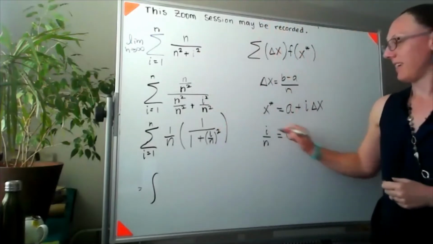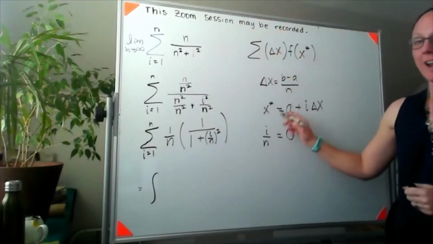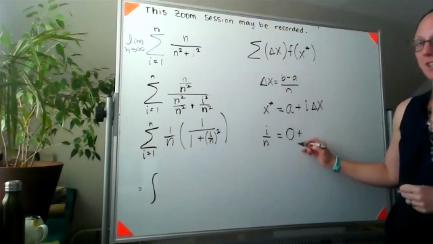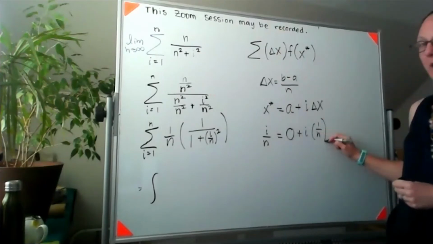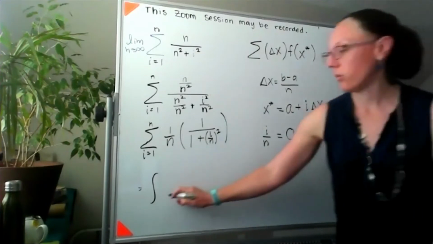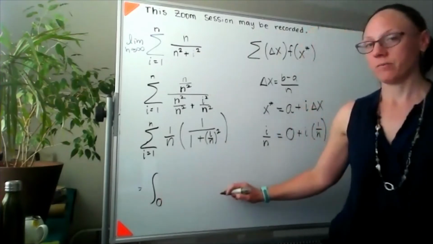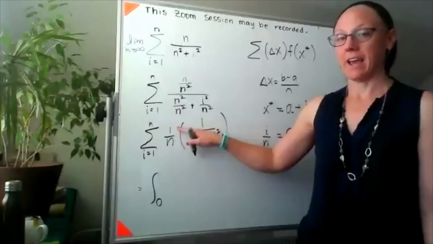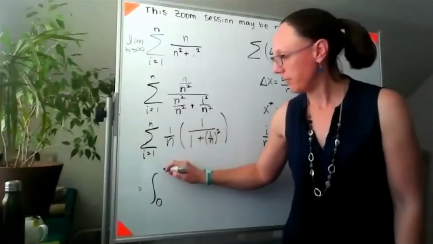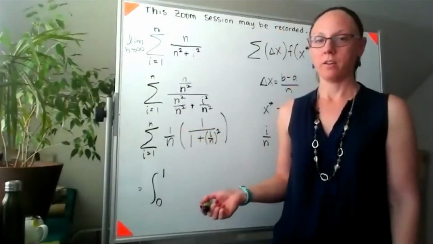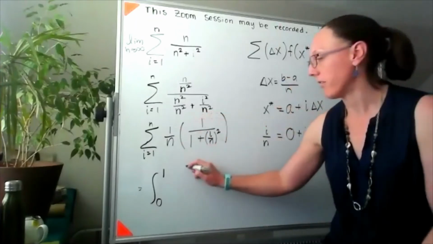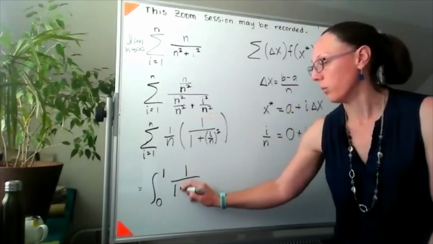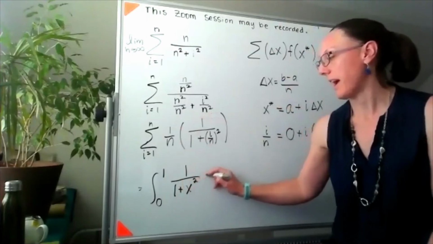Okay. So that I over n is my x star, which means this should look like 0 plus I times 1 over n. I now know that my a is 0, and because b minus a was equal to 1, b must be 1. That means that our function is sitting right here, and our function looks like 1 over 1 plus x squared.